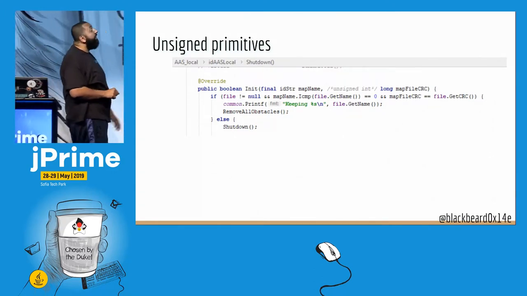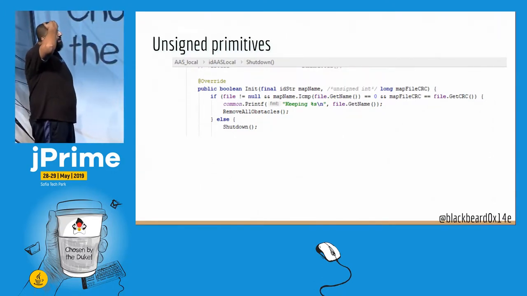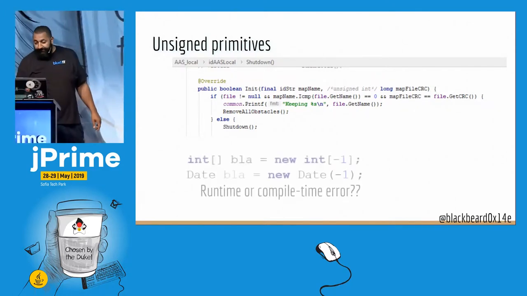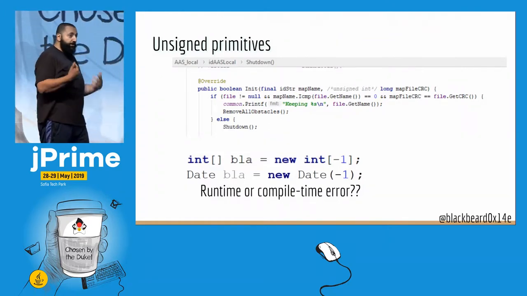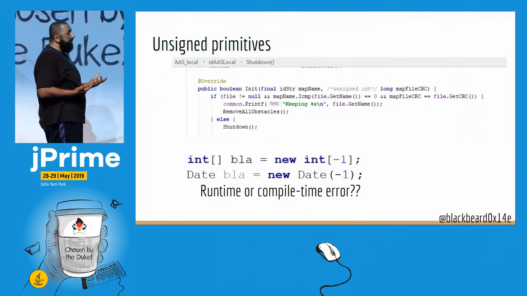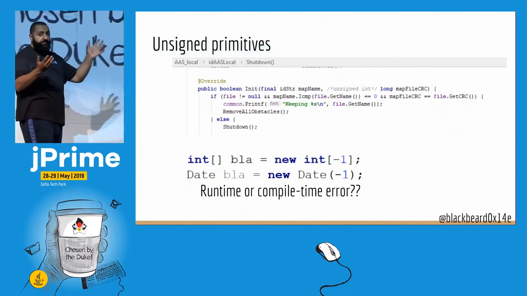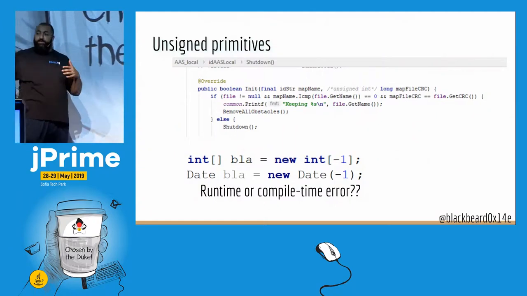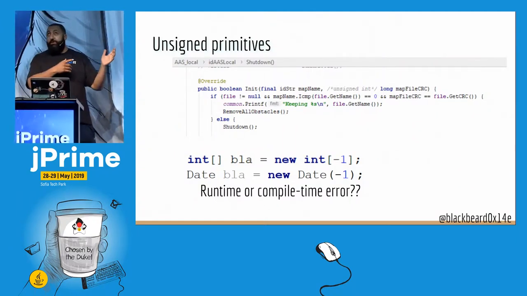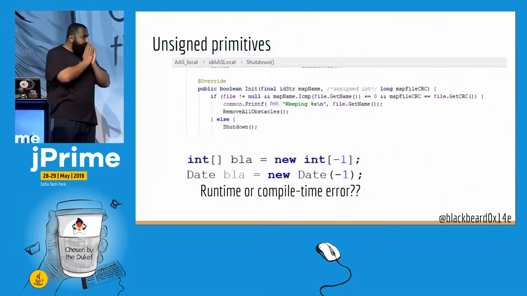The second one: unsigned primitives, which is also something strange to talk about, because people don't usually know that they are missing unsigned primitives. I was one of those people. An unsigned primitive is basically a primitive that only has a positive range, no negative range. So if you go to the max and you add one, you return to zero.